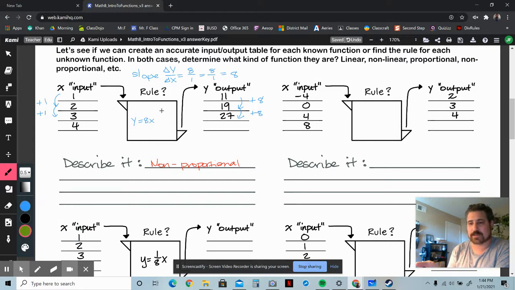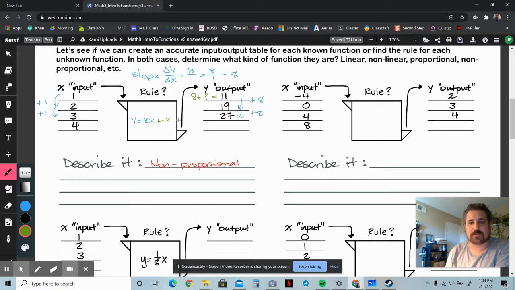Is the y-intercept something we add on, or is it something that we're basically removing? Is this line shifted up, or is this line shifted down? So we're going to take a look and test it out. 1 times 8 is 8. What would you add to 8 to get 11? You have to add 3.